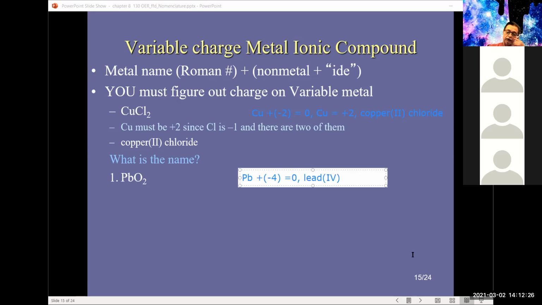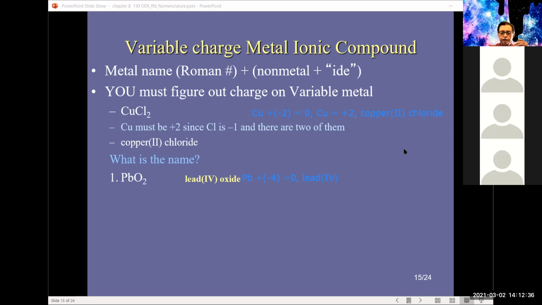Okay. Those Roman numerals are in capital letters, by the way. All right. So the name we have here is lead, Roman numeral 4 oxide.